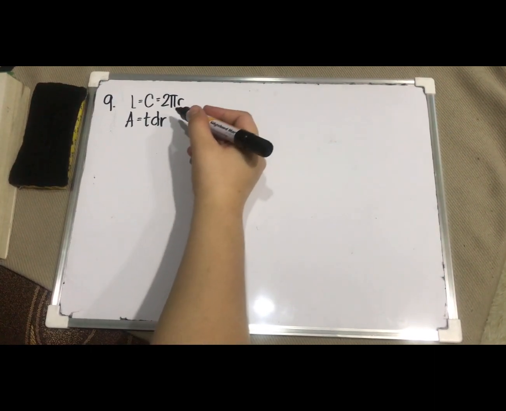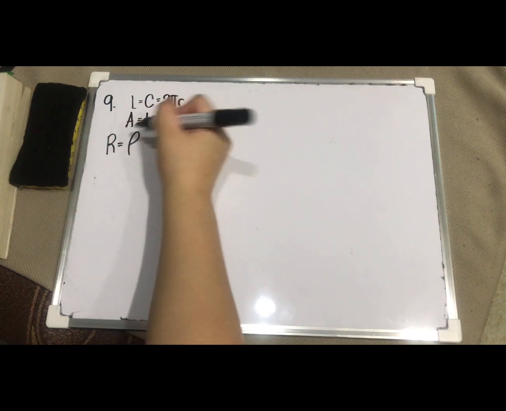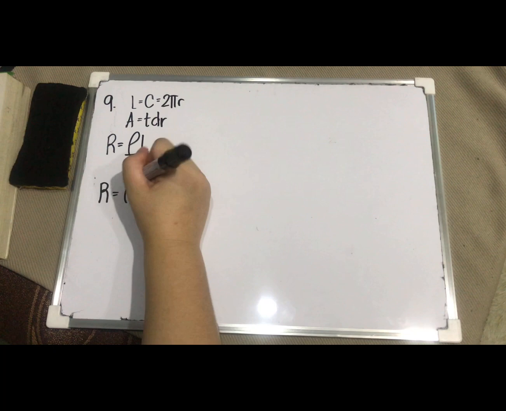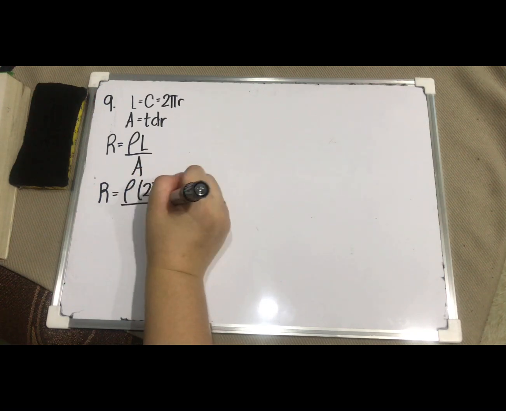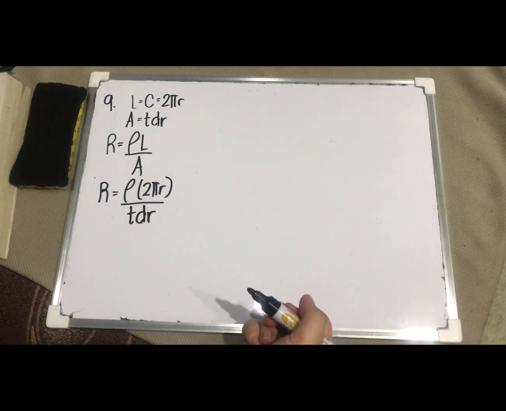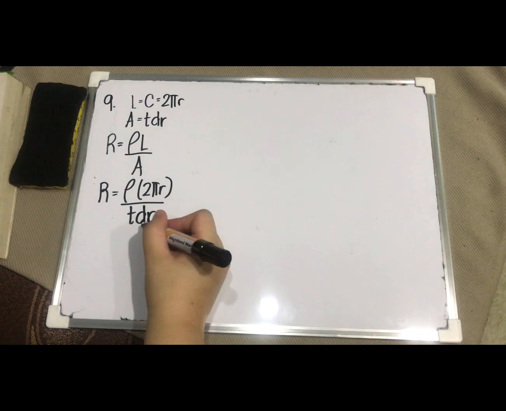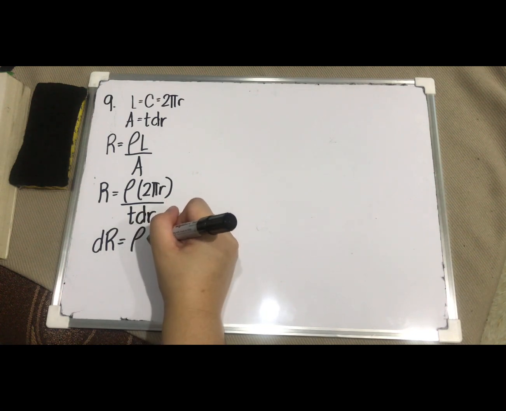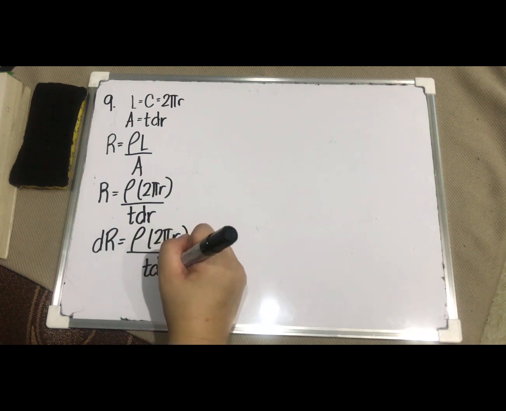So, i-substitute lang ulit natin tong dalawa dun sa formula natin na R is equals to resistivity, specific resistance, times L over A. So, ang magiging R natin ay specific resistance times 2 pi r over T dr. So, to make the formula equal, kailangan natin kuhanin ang derivative ng R. Kasi may derivative dito, magiging dR is equals to specific resistance times 2 pi r over T dr.